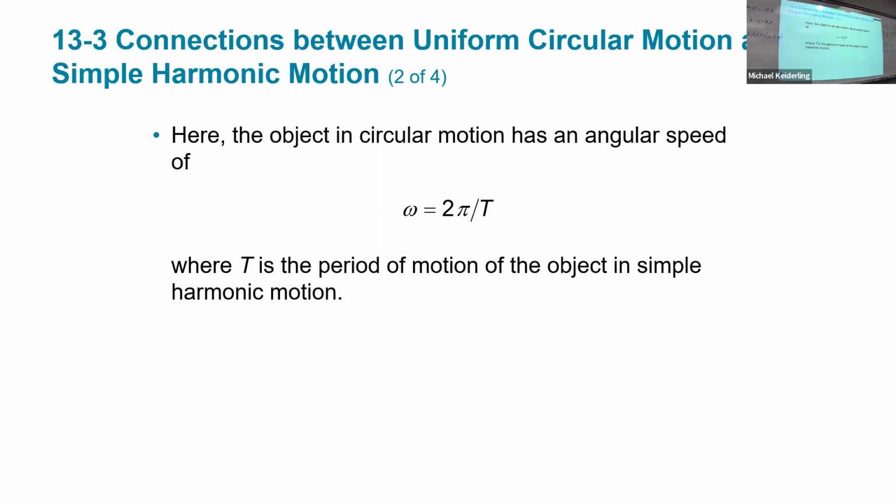So if T is the period of motion, omega is 2 pi divided by the period. Or if you know the frequency, it's 2 pi times the frequency. And that's known as the angular speed, or sometimes the angular frequency.